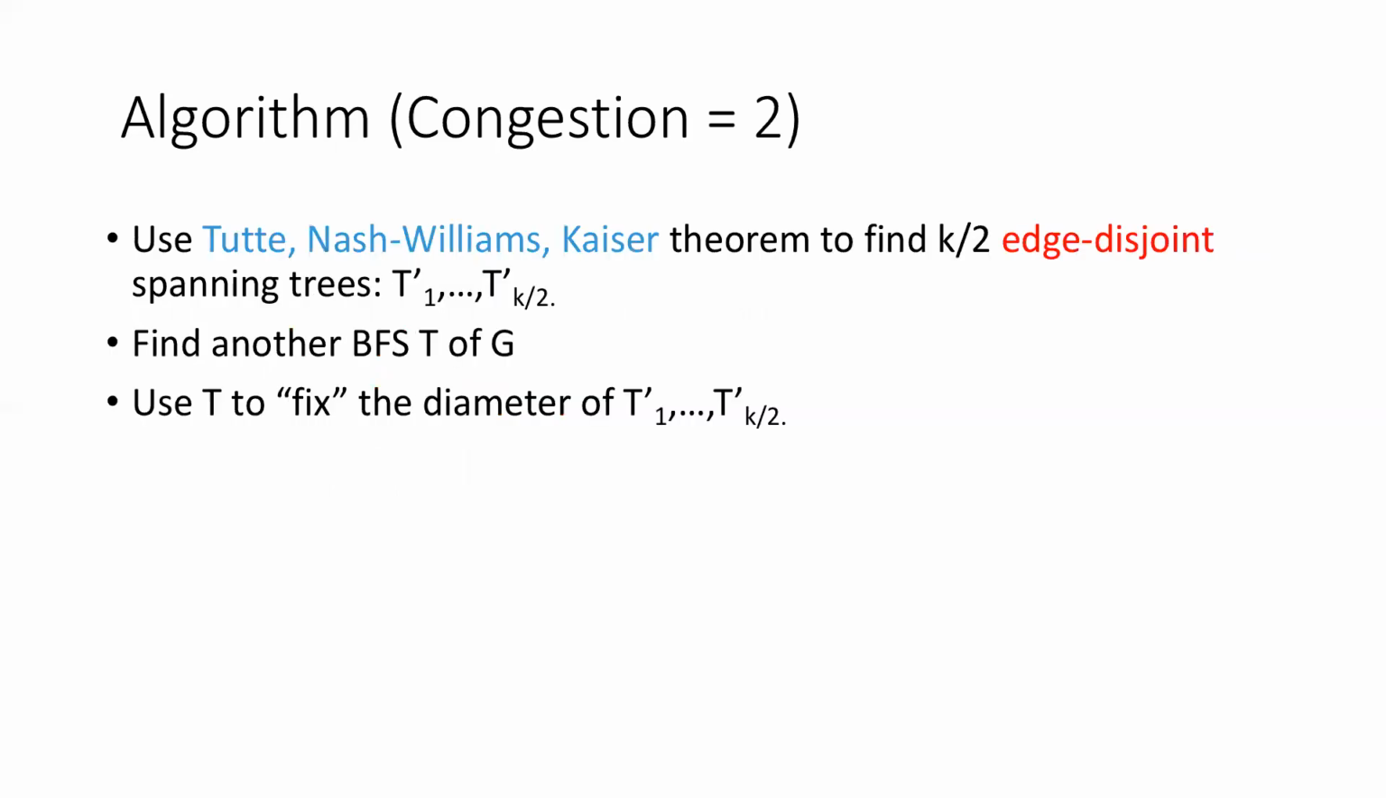So our algorithm is pretty simple. Recall that the Tutte and Nash-Williams theorem already gives k over 2 edge-disjoint spanning trees T'_1 to T'_{k/2}. But these trees may have large diameter. So how do we make these trees have small diameter? Well, we have to use the property that the original graph G has small diameter. The way we use this is by obtaining a BFS tree T of G. And then we use tree T to somehow fix the diameter of the trees T'_1 to T'_{k/2}.